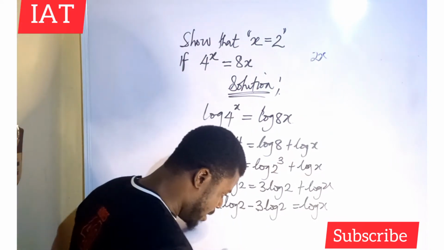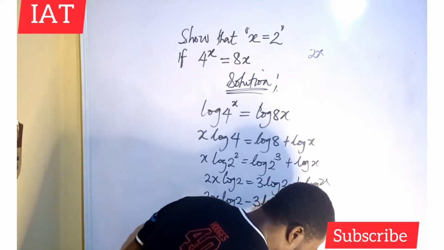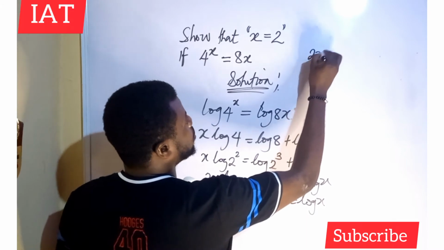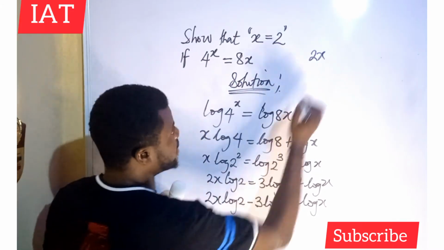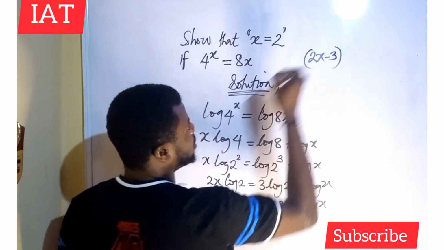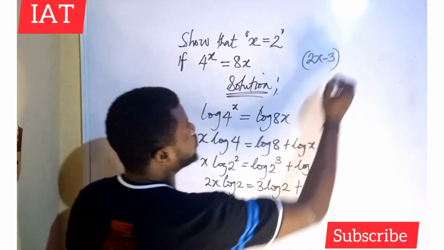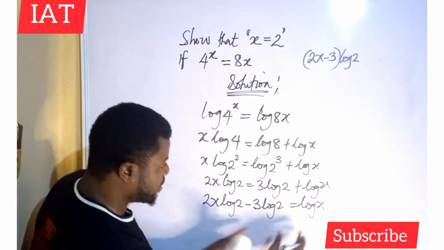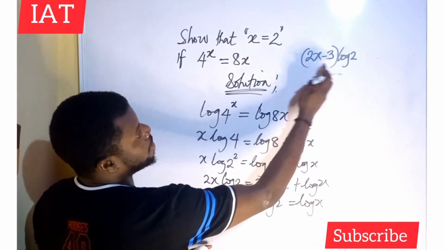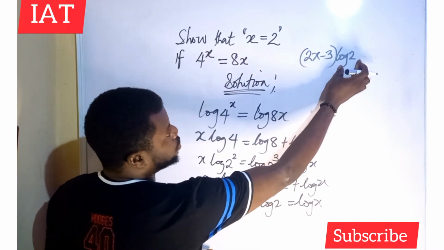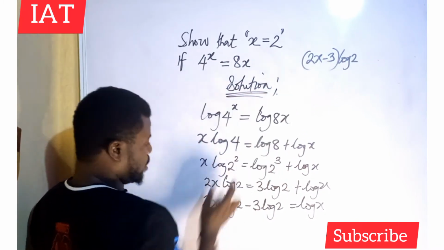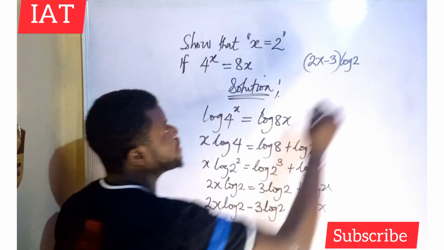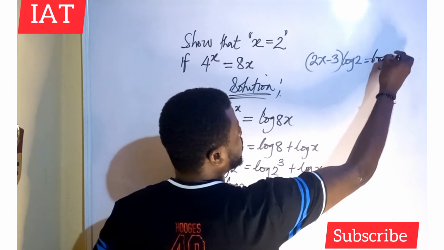This becomes 2x minus 3. You can put it in parentheses, then log 2 is common to both. So I have log 2 there. Does that make sense? If log 2 multiplies 2x, I will have this. If the same log 2 multiplies minus 3, I will still have this. So it's the same, all right? So this is equal to log x.